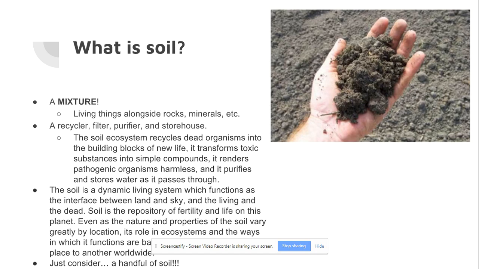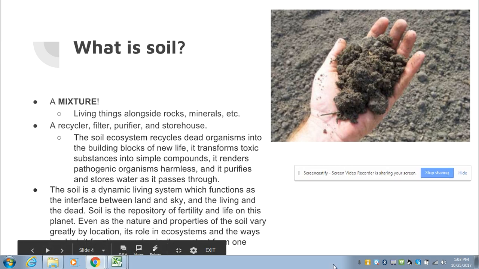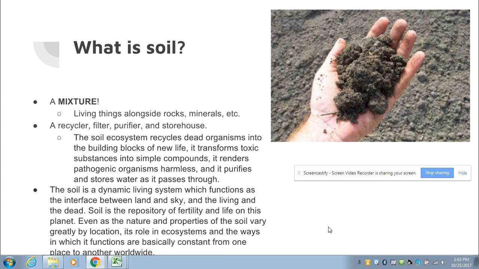Okay, welcome back. So now let's talk about what soil actually is. Imagine a handful of soil in your hands. Let me move that for you guys. Sorry. Okay, so what is soil? Soil is a mixture. It's a mixture of rocks, minerals, living things, a bunch of stuff into a fine-grained material.